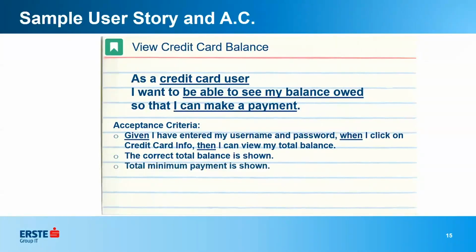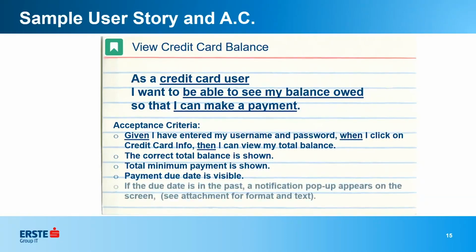And the total minimum payment is shown. So if you owe $5,000 or 5,000 euros on your credit card, but you only need to make a payment of $100 or 100 euros, then the minimum payment is shown. And the payment due date is visible, so you can see when you have to make the payment. So that all totally makes sense.